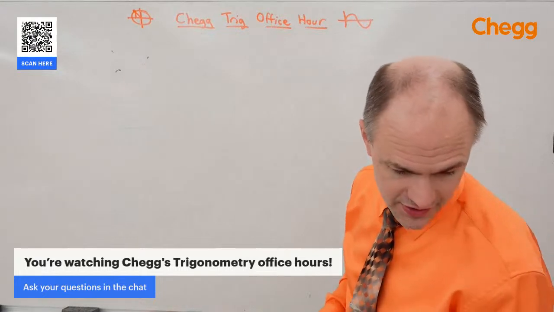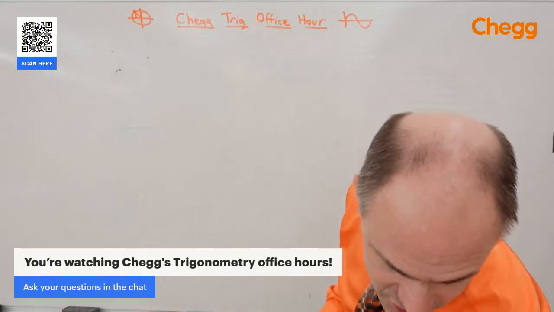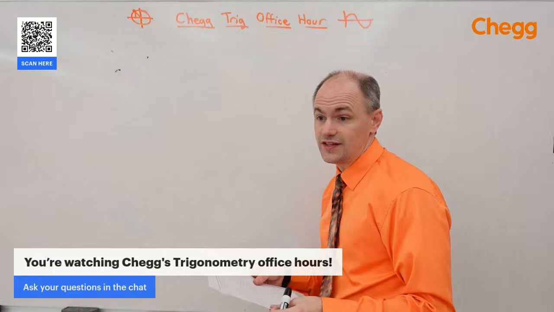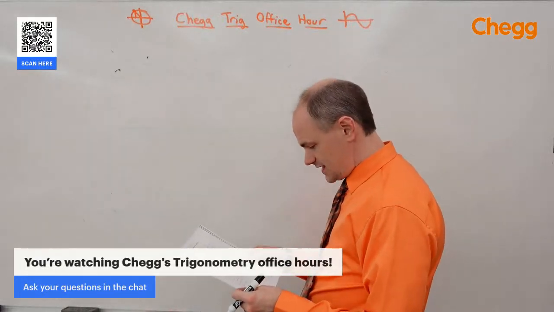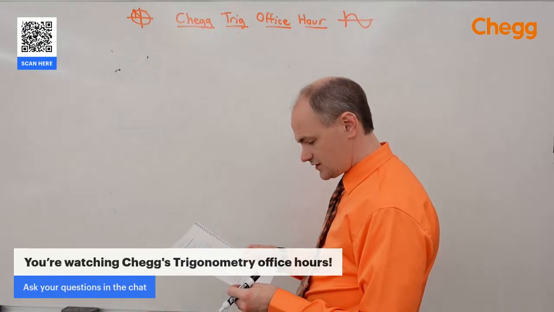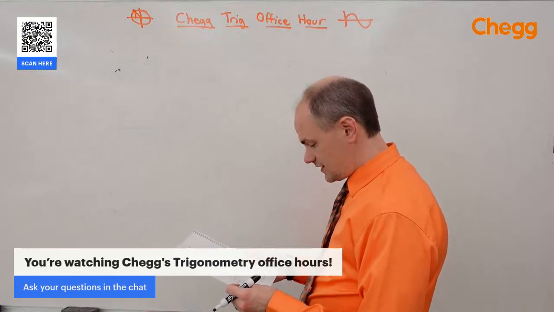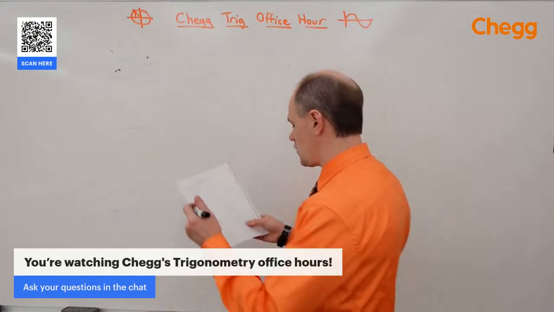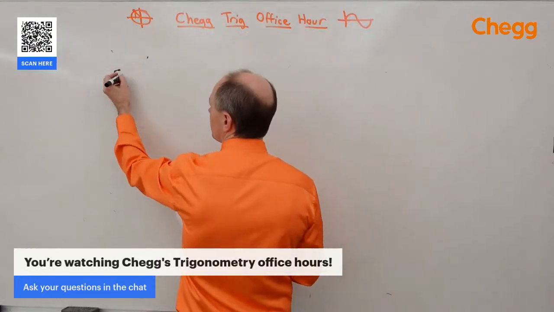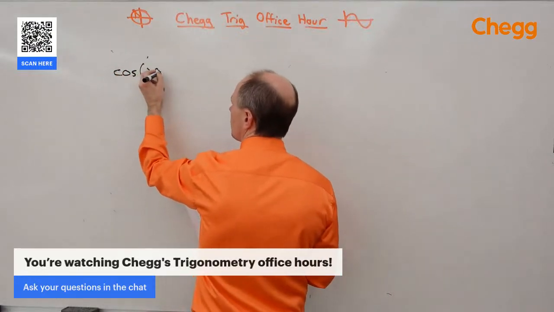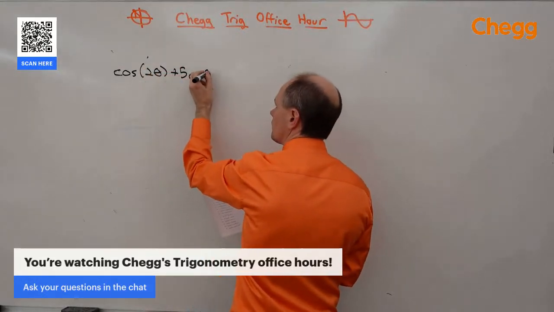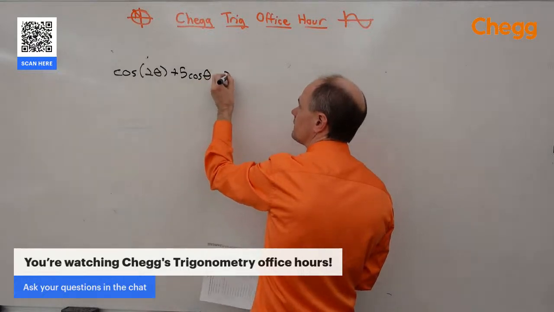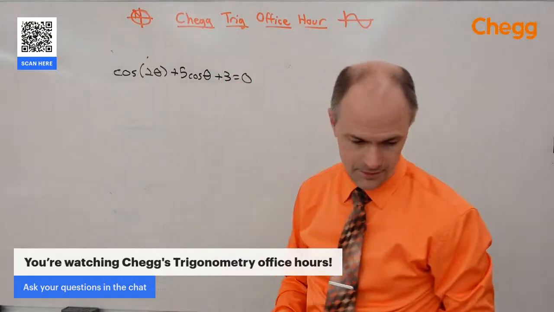And a great question came up: how do we solve equations using trig problems? So let's see if we can find a fun trig solving problem. Let's do cosine of 2 theta plus 5 cosine theta plus 3 equals 0.